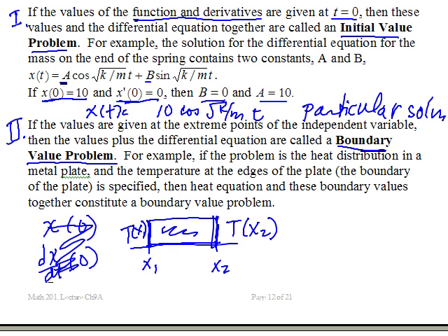So you have a differential equation, it's some function of time, and you have the value of the function and its derivatives at t equals 0. That combination gives you an initial value problem. So you have another differential equation, and you have the value of the function at the edges of the problem, like at the edges of the plate where you're trying to find the temperature distribution. That combination is called a boundary value problem.